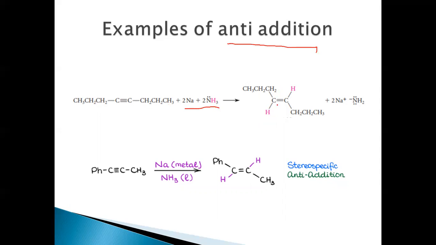So the trans alkene is formed here. This is arranged in a trans manner. This is the product which is formed here. And in the same example, we can see the Ph and CH3 attached to the triple bonded carbons. So the anti-product is formed; this is a stereospecific reaction resulting in anti-addition.